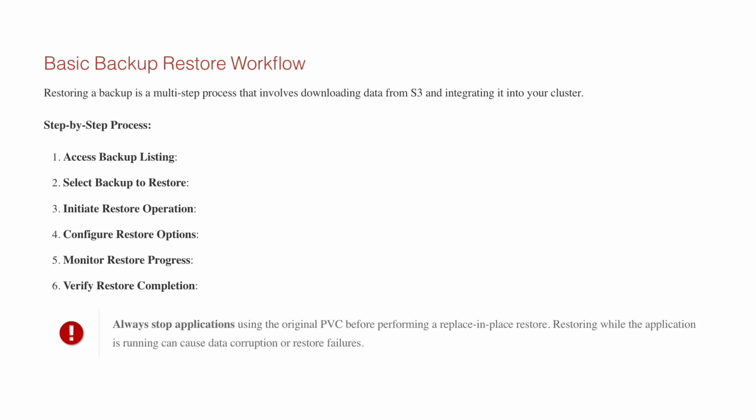The basic workflow: open the Longhorn UI and click Backup and Restore, then Backups. Find the backup you want to restore by checking timestamps and labels. Click Restore. You have two options: create a new PVC for testing or replace an existing PVC for direct replacement. Enter the PVC name and namespace, then click OK. Longhorn downloads backup data from S3 and reconstructs the volume. Monitor progress in the UI. Verify the PVC was created and is bound.